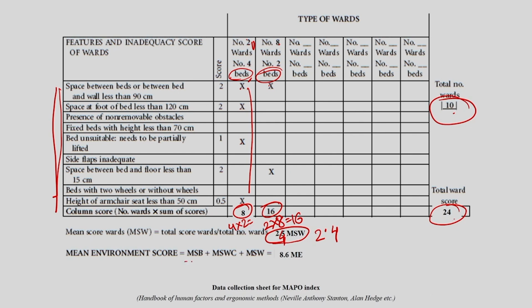Now you have the bathroom score, the toilet score and the ward score. You add them and you get the mean environment score.